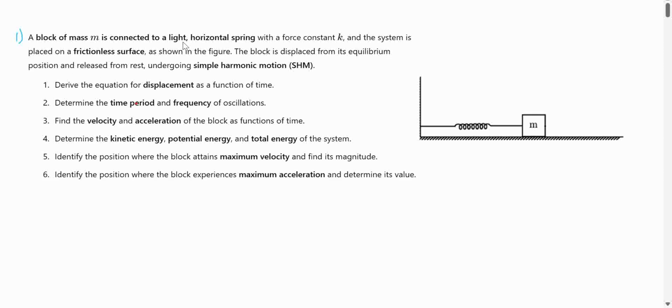A block of mass m is connected to a light horizontal spring, that is, the spring mass is negligible, and the system is placed on a frictionless surface as you can see here. The block is displaced from equilibrium position and released from rest. So then it undergoes simple harmonic motion, because there is no external force on this. Initially it is stretched and then it is released. So once it is left to itself, it undergoes simple harmonic motion.